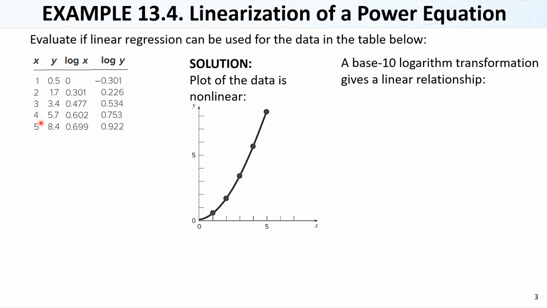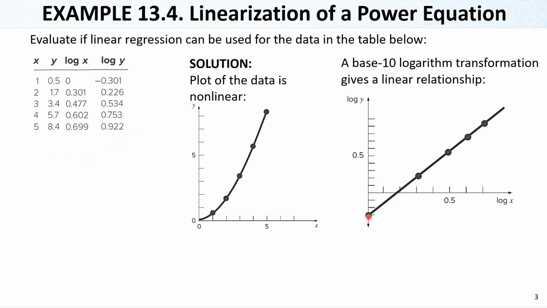We need to take the logarithm of x's, which are these, and the logarithms of y's, which are these, and if we plot them, you can see we have very linear data, and we can fit a line to this data now. For fitting the line, we apply linear regression with least squares.